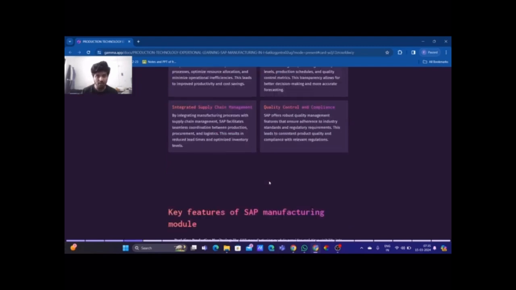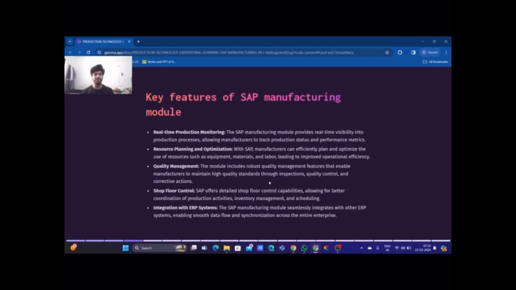So on the next slide, I'll be talking about key features of the SAP manufacturing module. As in the previous slide, I talked about integrating with the ERP system, real-time production, and resource planning and optimization. So I'll talk about quality management. In quality management, the module includes robust quality management features and enables manufacturing to reach a higher standard of quality through inspection, and the quality should be good. As the quality is good, the product will sell more and the profit will be more. This is a key feature of SAP.